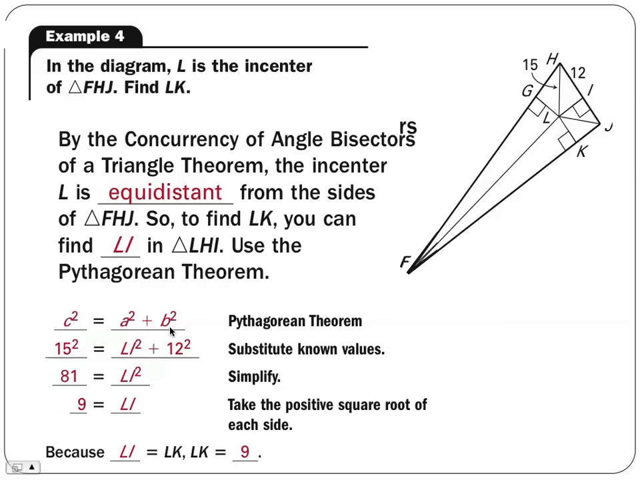IH is like the b, it's going to be 12 squared. And the hypotenuse here, which is like HL, c squared, that's going to be 15 squared. So if we square this, square that, 225, subtract 225, take away 144, we're going to have LI squared is equal to 81. To get that by itself, we're going to have to take the square root. And that's going to give us LI. And again, because we know LI is the same as LK, LK has to be 9.